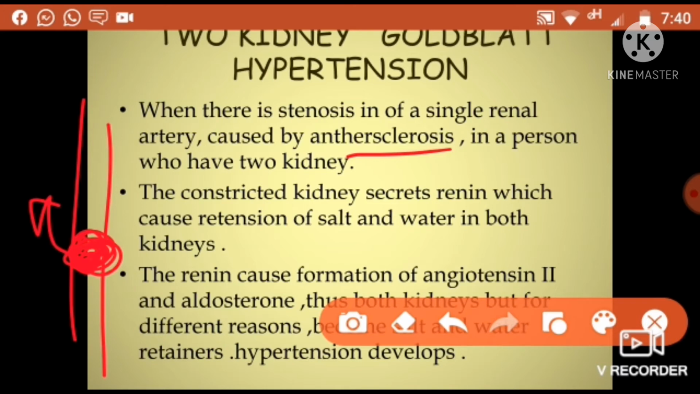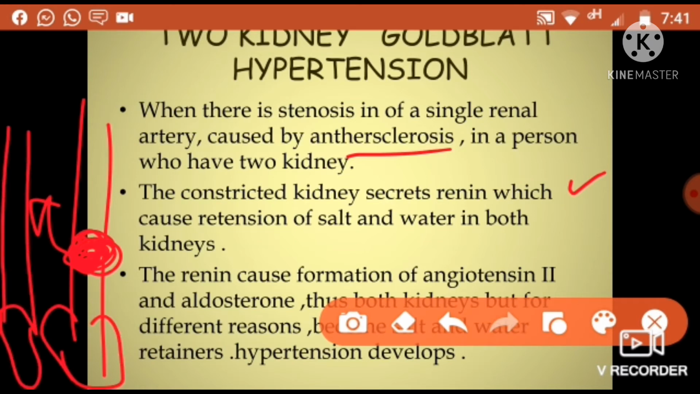of blood flow. The constricted kidney secretes renin. Suppose this is one kidney, and this is another kidney of yours. This kidney takes atherosclerosis plaque in this way, so it starts production of renin. Renin will be secreted by this kidney. Because blood is not reaching this kidney, it wants to increase the blood flow, so it starts secreting renin, which causes increased blood pressure or load over this and automatically on the other kidney.